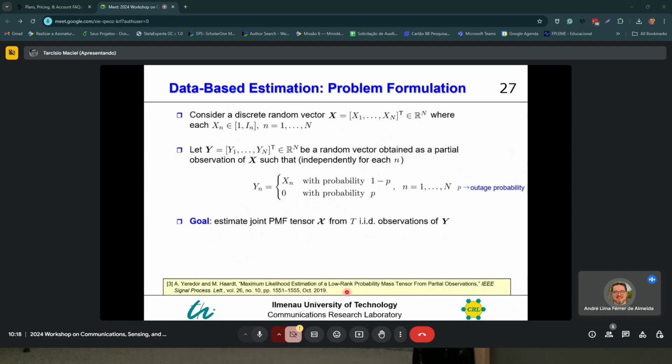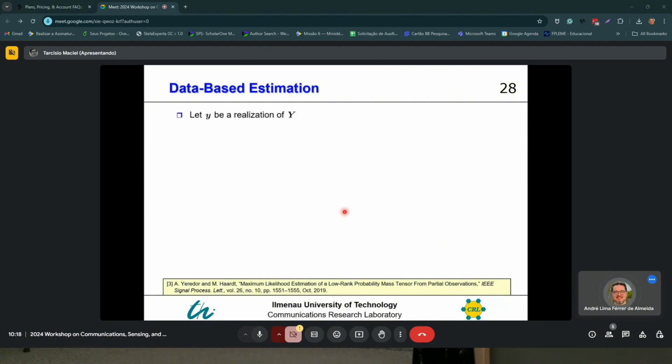And the goal is to estimate the joint PMF tensor x from T i.i.d. observations of y. So we have some kind of outage probability. And also when Joseph talks about the MovieLens data later on, then he has this outage probability. Okay, let small y be a realization of capital Y, and B be in the set from 0 to N, the number of non-zero elements in y, and these have the indices n_1 through n_B.